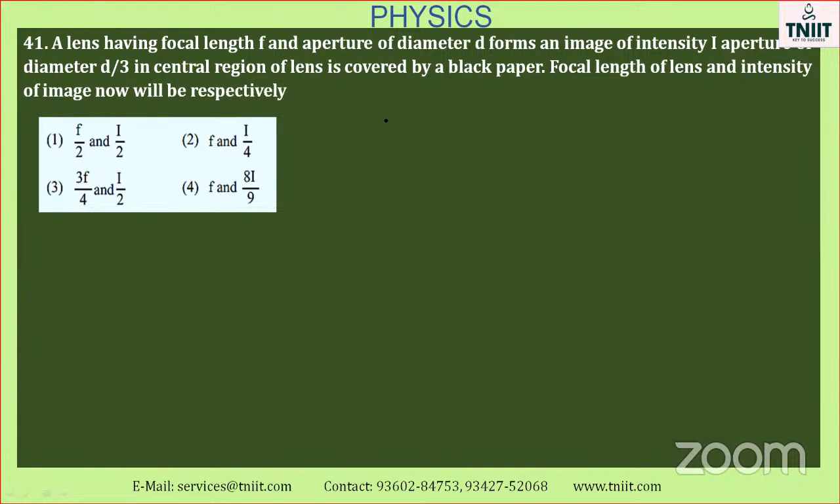Now look at the diagram. Let us say this is one aperture. The total distance is the diameter of that. You know that initial area is nothing but pi d squared by 4. Now it is covered with some black paper of diameter d by 3. So what is this covered area?